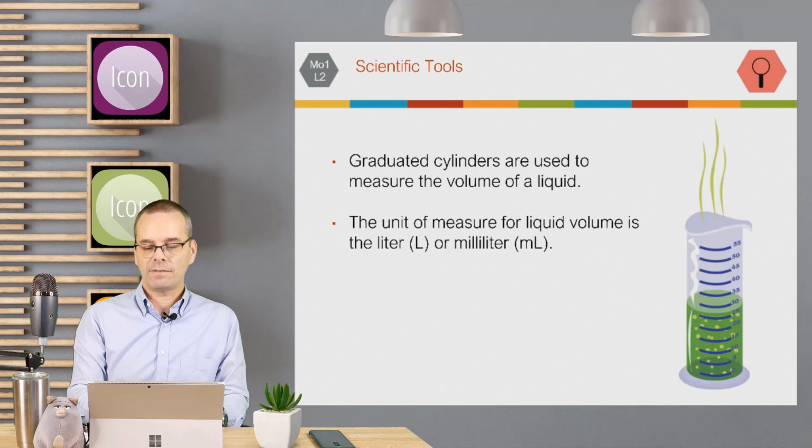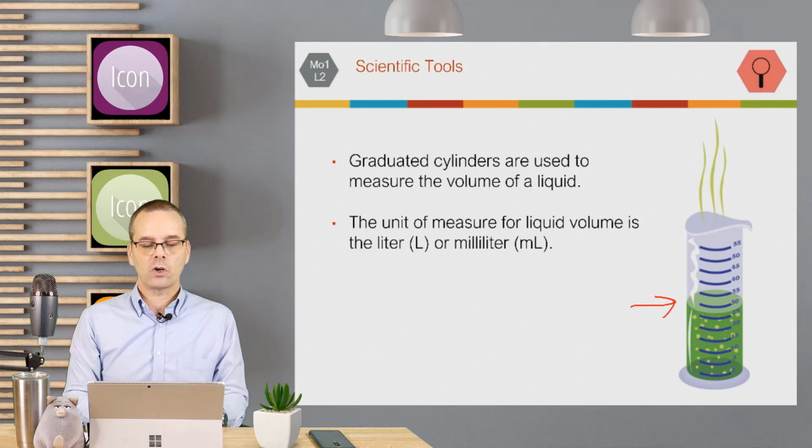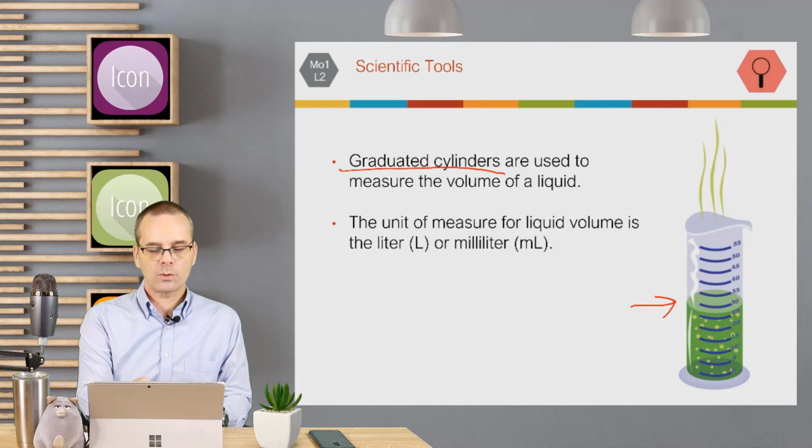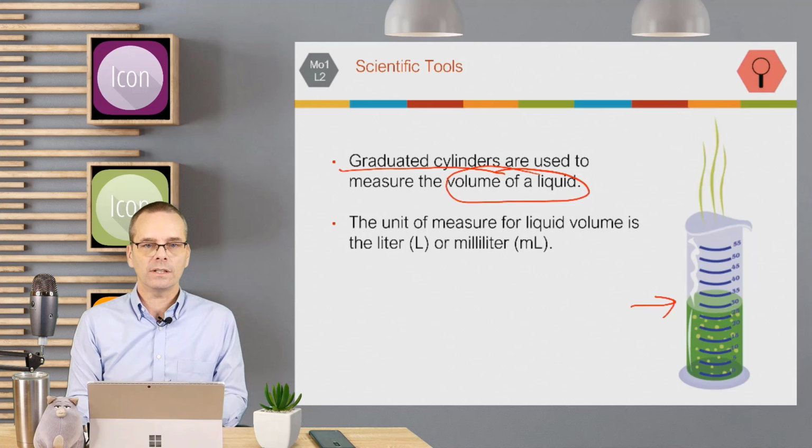And you also have a very common tool for measurement called a graduated cylinder. Now, graduated cylinder is used to measure the volume of liquid. So either liter or milliliter, etc. That's how we measure liquid in a science lab.